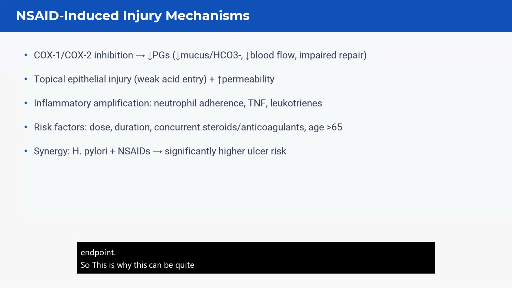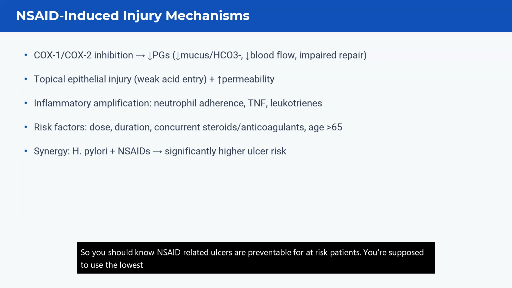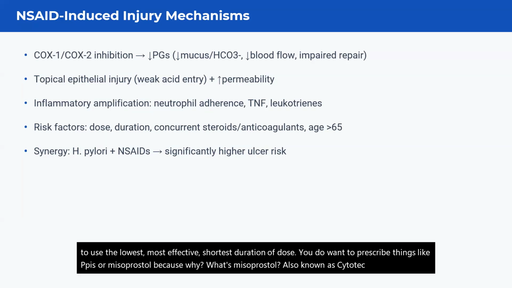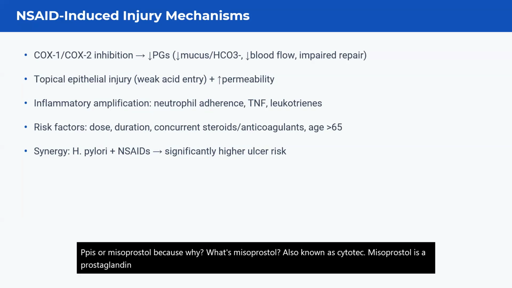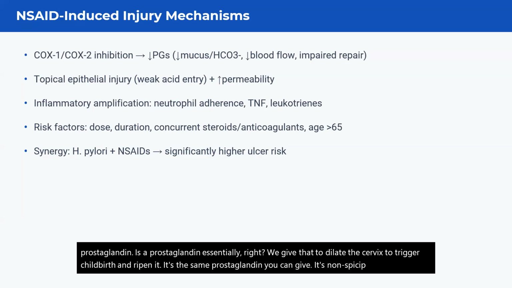So you should know NSAID-related ulcers are preventable. For at-risk patients, you're supposed to use the lowest effective dose for the shortest duration. You do want to prescribe things like PPIs or misoprostol because why? What's misoprostol, also known as Cytotec? Misoprostol is a prostaglandin essentially, right? We give that to dilate the cervix and ripen it to trigger childbirth. It's the same prostaglandin you can give. It's non-specific. It goes wherever prostaglandin is needed.